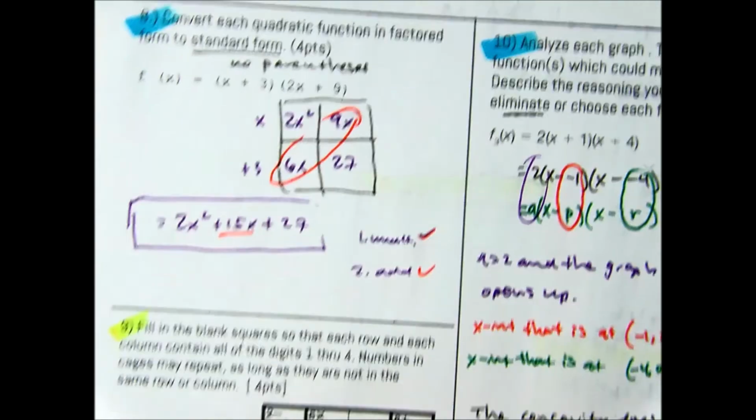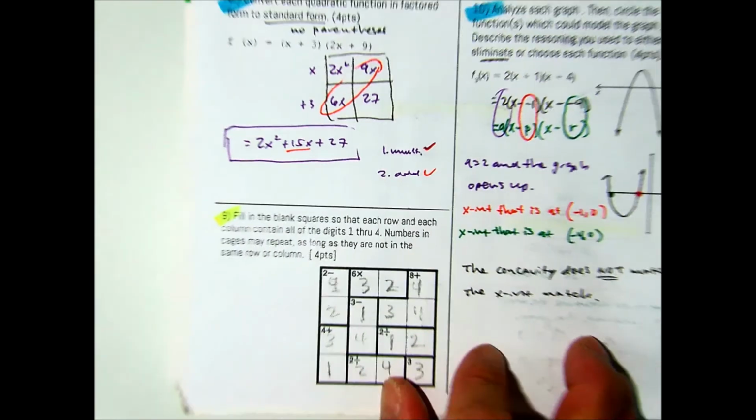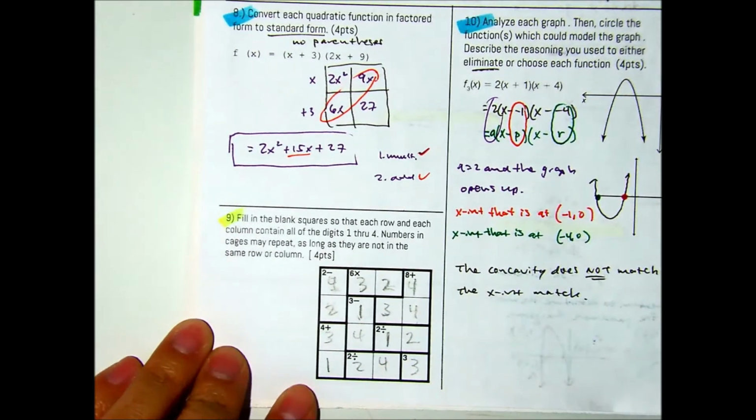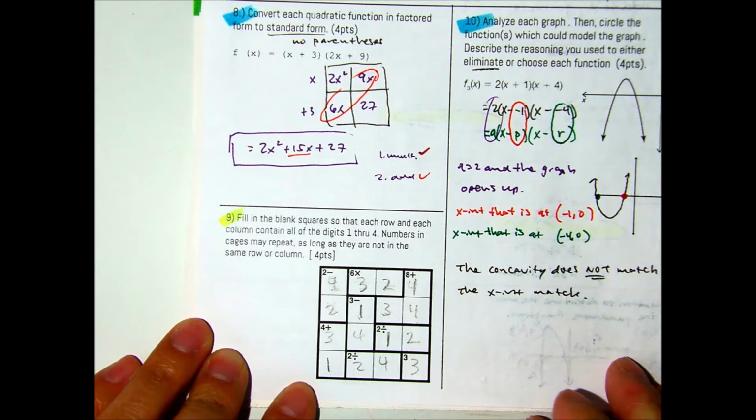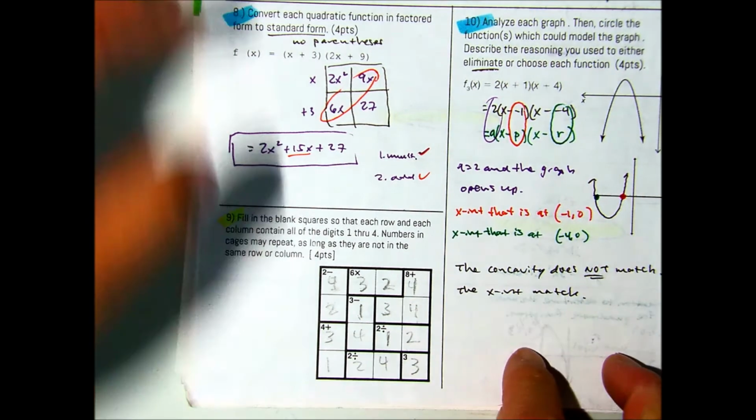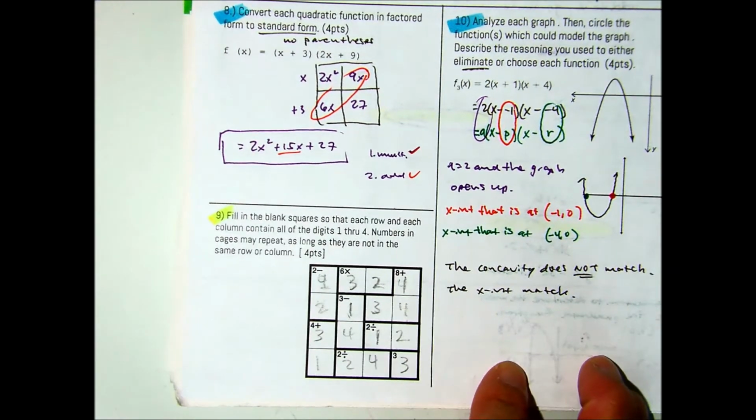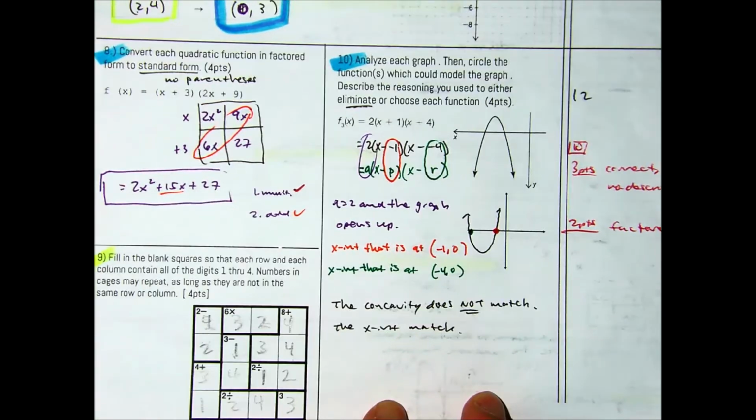Question number 9 was a gimme. There's your answer there. Look for the freebies. I would start there. See mine, I have a bunch of erasures. Totally fine. And let me go over the last question, number 10.